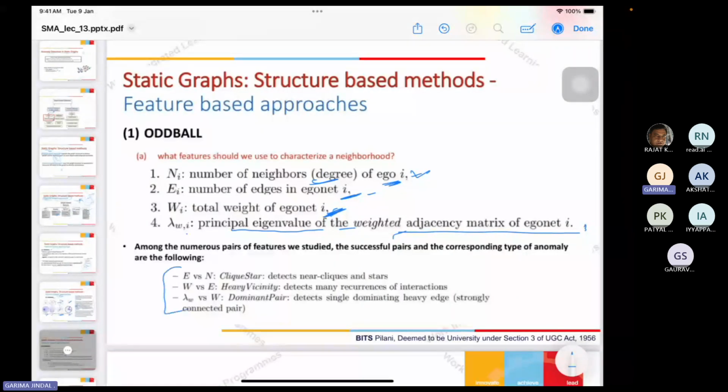Using all these four values, they have quantified the clique, star, heavy vicinity, or dominant pair. These are the values that they have quantified using these basic attributes.